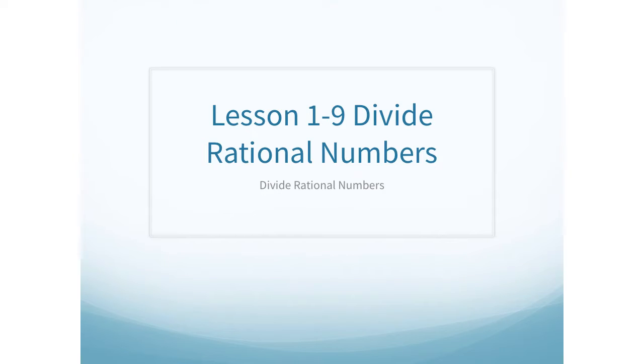This is lesson 1-9, divide rational numbers. When we divide rational numbers, we're going to continue to use the same rules as we did for dividing and multiplying integers. If the signs of the two numbers being divided are the same, the quotient is positive. If the signs of the two numbers are different, the quotient is negative.